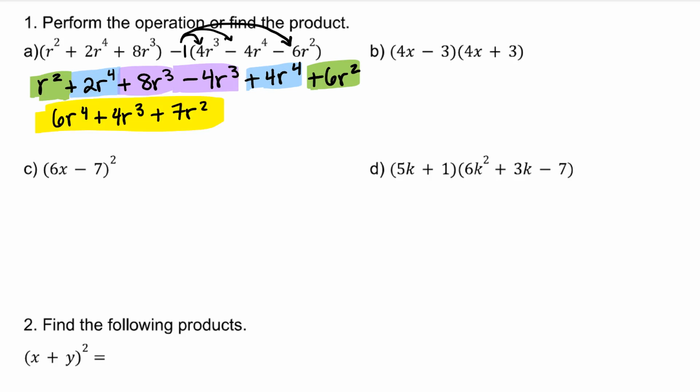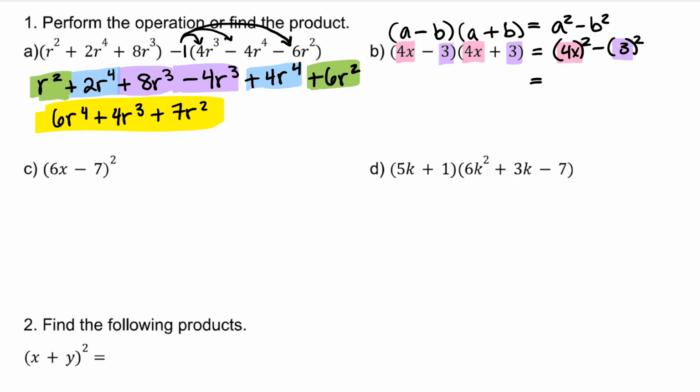You may notice that in Part B, we have a minus b times a plus b. That's difference of perfect squares. So when you multiply that, you get a squared minus b squared. In this case, a is 4x and b is 3, so you get 16x squared minus 9 as your result.